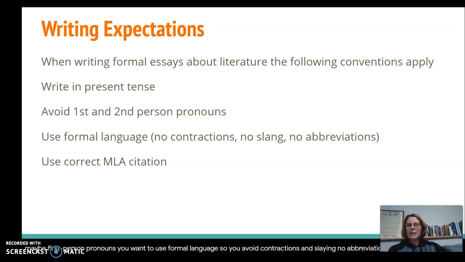And then use correct MLA citation, which for poetry looks just like the citation for a novel. You're going to have the author's last name and the line number, or in the case of doing multiple poems, the poem title and the line number. Okay.